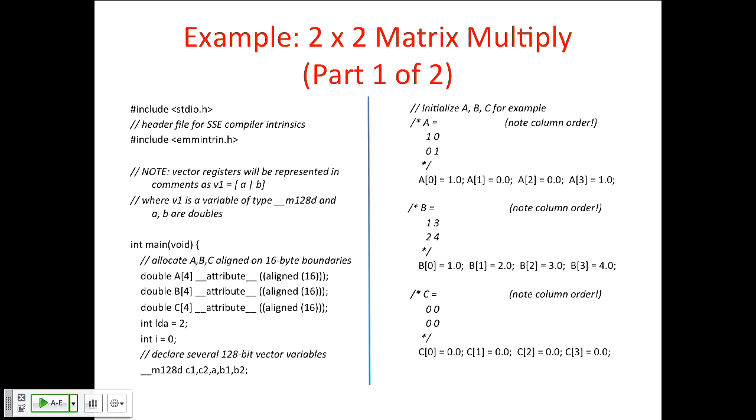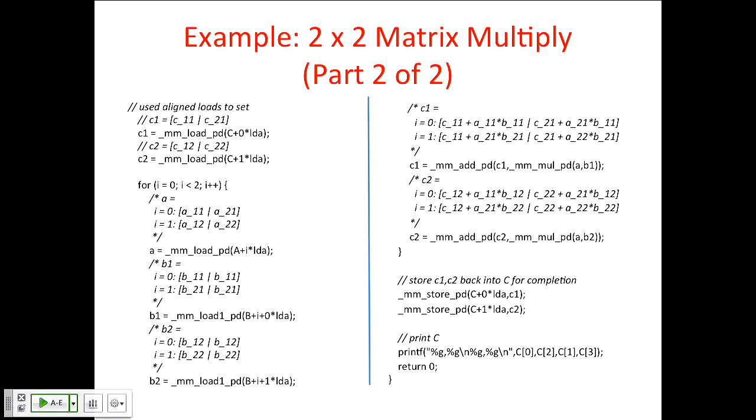Okay. This is just declaring a couple of regular variables. Then we want to declare some 128-bit vector variables: underscore underscore m128d C1, C2, A, B1, B2. So these will become our vector registers. But because we're using intrinsics and driving it from C, we declare them like they're C variables. And all we're doing here is initializing this array in memory, this array in memory, and C in memory. These are just the matrices in memory, filled in for the purpose of this example.